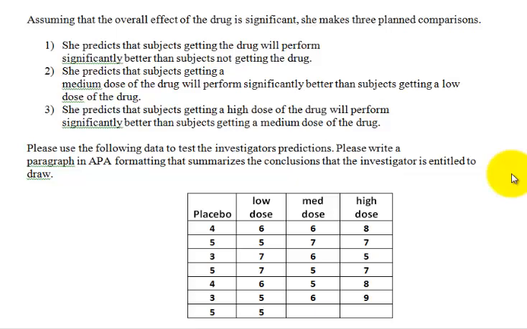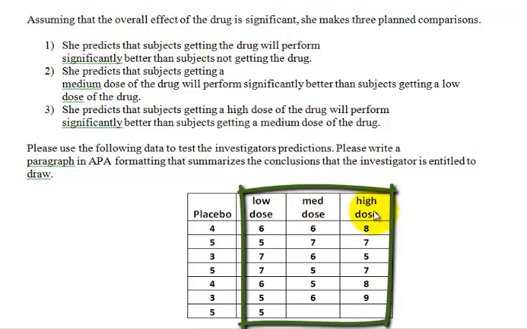Okay, for this problem, we're going to do a plan comparison in SPSS. But let's quickly look at which of the groups we're going to compare. The first one says she's going to predict the subjects getting the drug, so that's the low dose, medium dose, and high dose, differs from the ones not getting a drug. So our first comparison is going to be the placebo group versus these three groups lumped as one giant group.